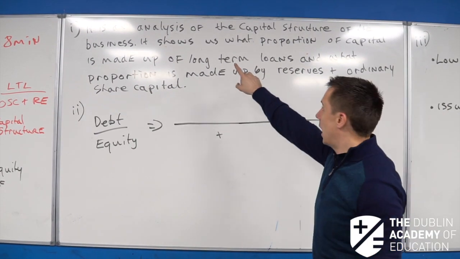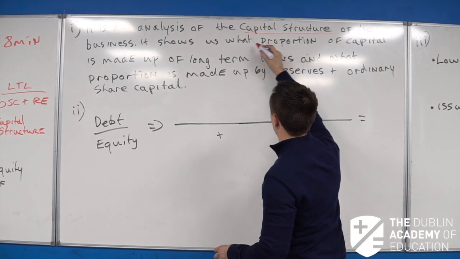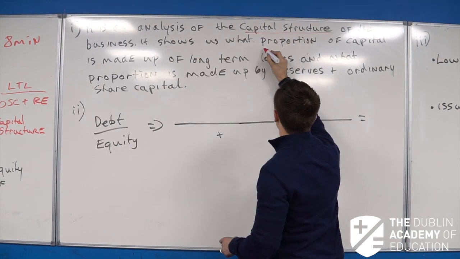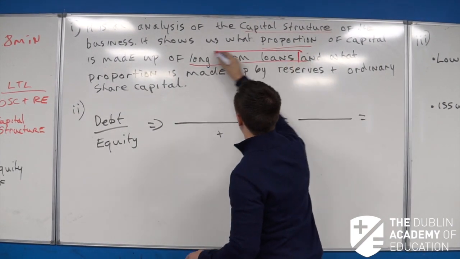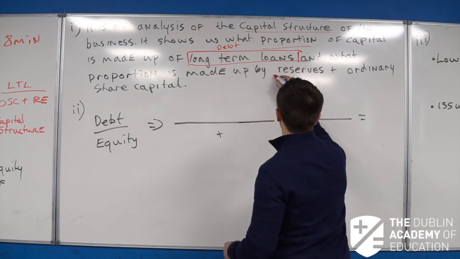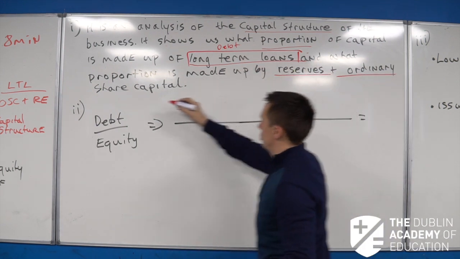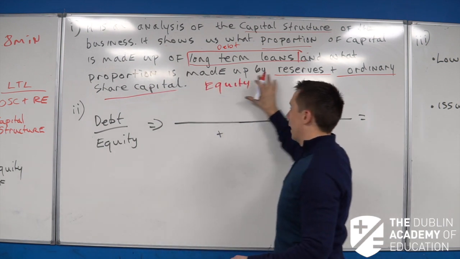It's an analysis of the capital structure of the business, you see it up there on the definition. It shows what proportion of the capital is made up of long-term loans, that's our debt, and what proportion of the capital is made up of reserves and ordinary share capital, that there guys is our equity, okay? And that's what you're doing.